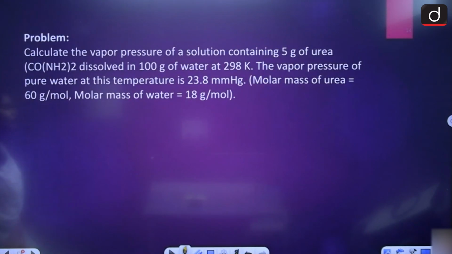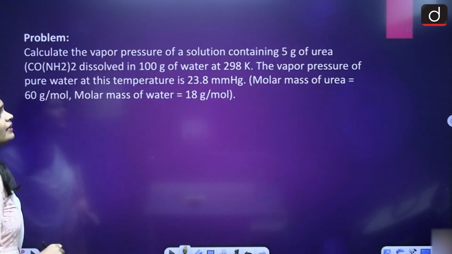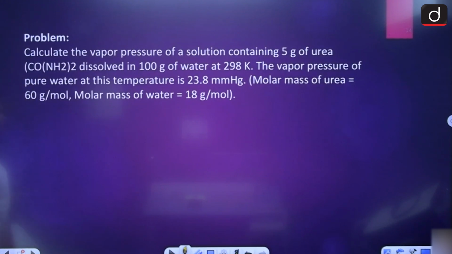So this is one of the problems. Just try to solve it. What you have to calculate is the vapor pressure of a solution containing 5 gram of urea dissolved in 100 gram of water. The vapor pressure of pure water at this temperature is 23.8 mmHg. So now what you have to calculate is the vapor pressure of the solution. Try to solve it by yourself.